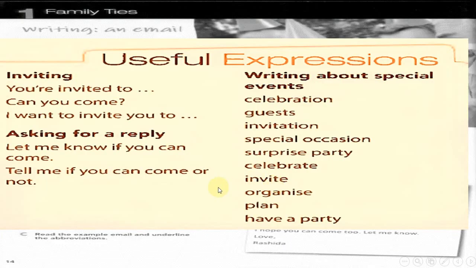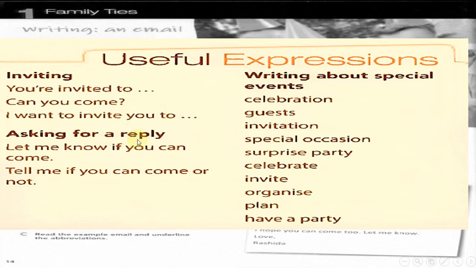Now, before we go to the last exercise, we need to read some useful expressions, as we discussed in previous lessons. You always have to pay attention to these expressions. My dear students, repeat after me. The first one is inviting, الدعوة. You are invited to. أنت مدعو على. Can you come? I want to invite you to. أريد أن أدعوك إلى.